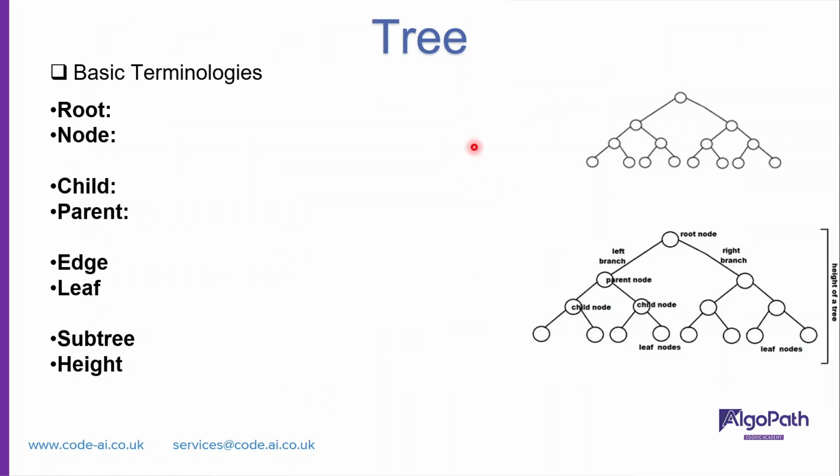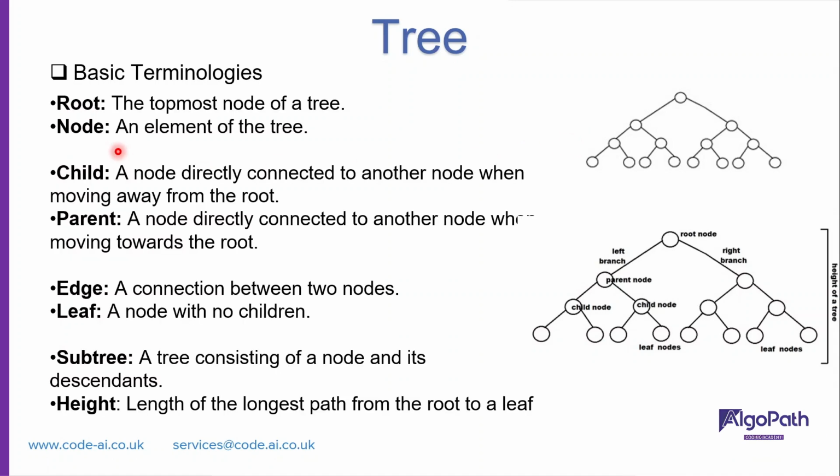For a tree, there are some terminologies that we are supposed to be using. Root, which I have already told you: the first node of a tree is the root. Then all the elements of a tree are called nodes. Then we have child. A child is a node that has a parent. A parent is a node that has a child. Edge is basically the connection between two nodes. A leaf is a node that doesn't have any child. A subtree is any part of the tree. And height is the length of the longest path from the root to a leaf.